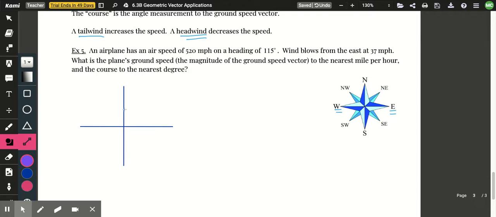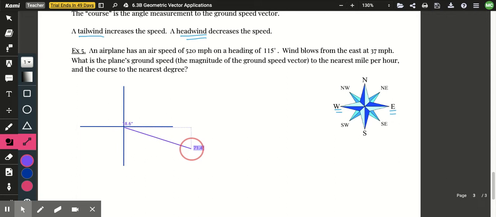So for that, I would be starting from north, and I'm going 115 degrees clockwise. So if I go from north to east, that would be 90 degrees. And if I go from east to south, that would be another 90. So that would be 180 from north. But I want 115. So that means I need to be a little bit beyond east.